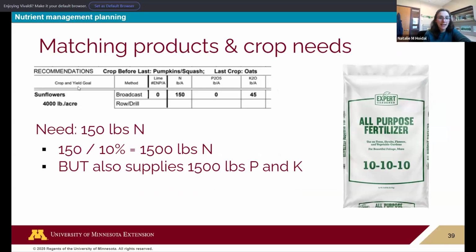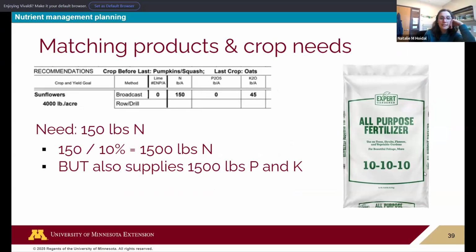So let's say, sorry, I keep switching up my examples here, but here's a similar soil test. This person wants to grow sunflowers, and they need a lot of nitrogen, a little bit of potassium, and no phosphorus.